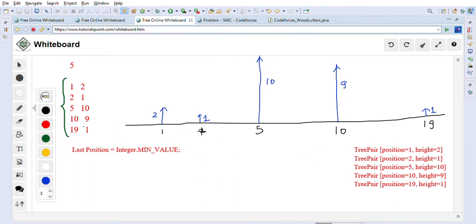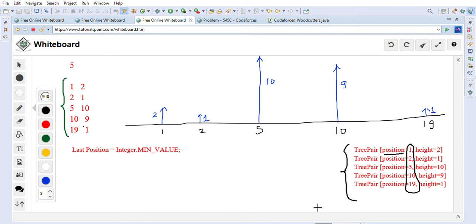And this may not necessarily be sorted. In this case, this is a sorted input, but if it is not sorted input, we have to always make sure that we sort all our tree pairs, and we are going to be sorting by using position. So you will see all are sorted using position. I'll just highlight it so it's easy for your understanding. So it's sorted in ascending order, 1 2 5 10 19.